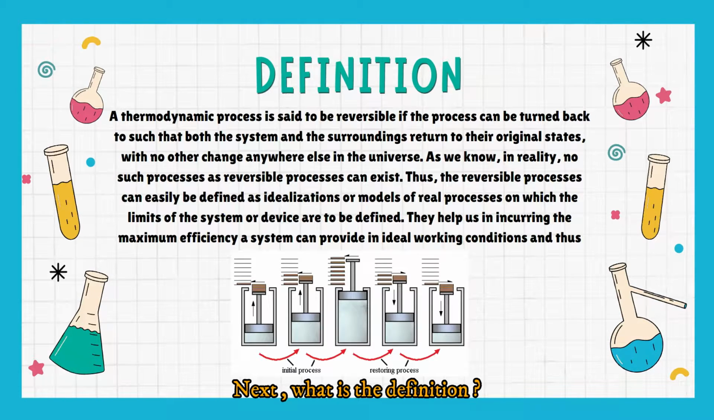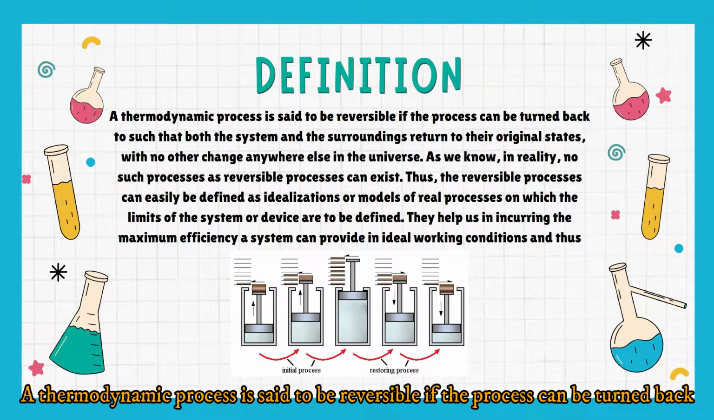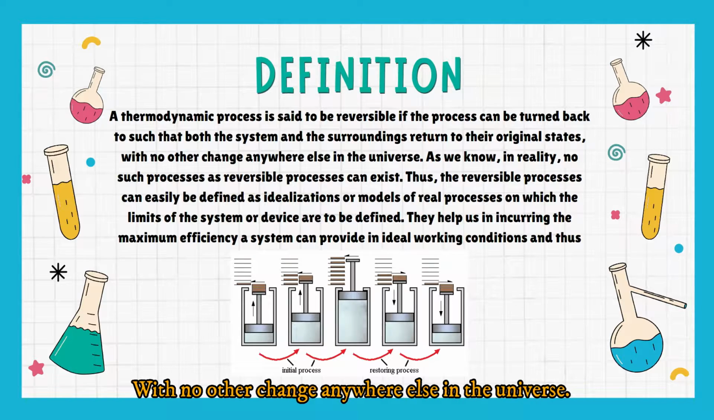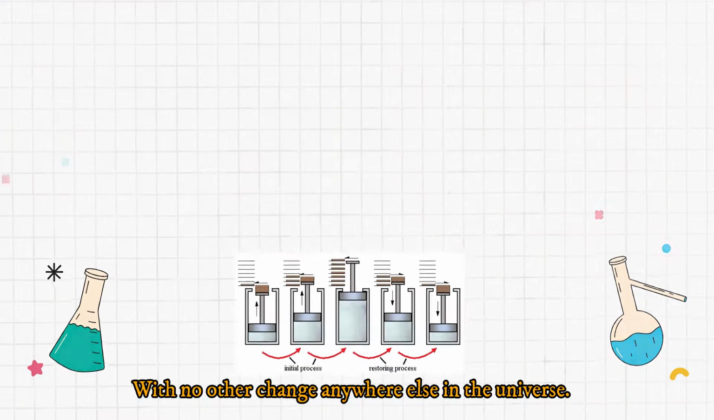Next, what is the definition? A thermodynamic process is said to be reversible if the process can be turned back such that both the system and the surroundings return to their original states, with no other change anywhere else in the universe.